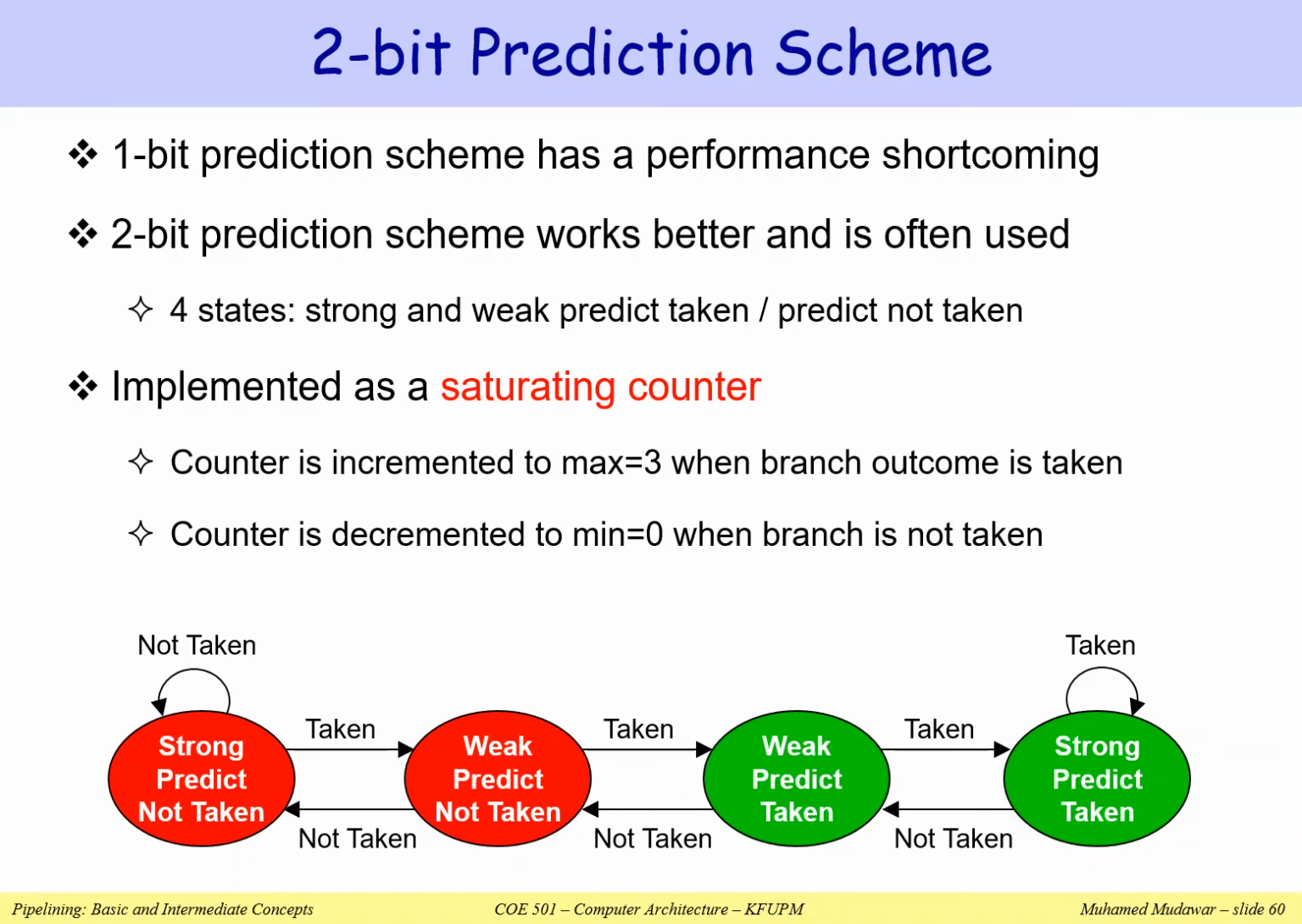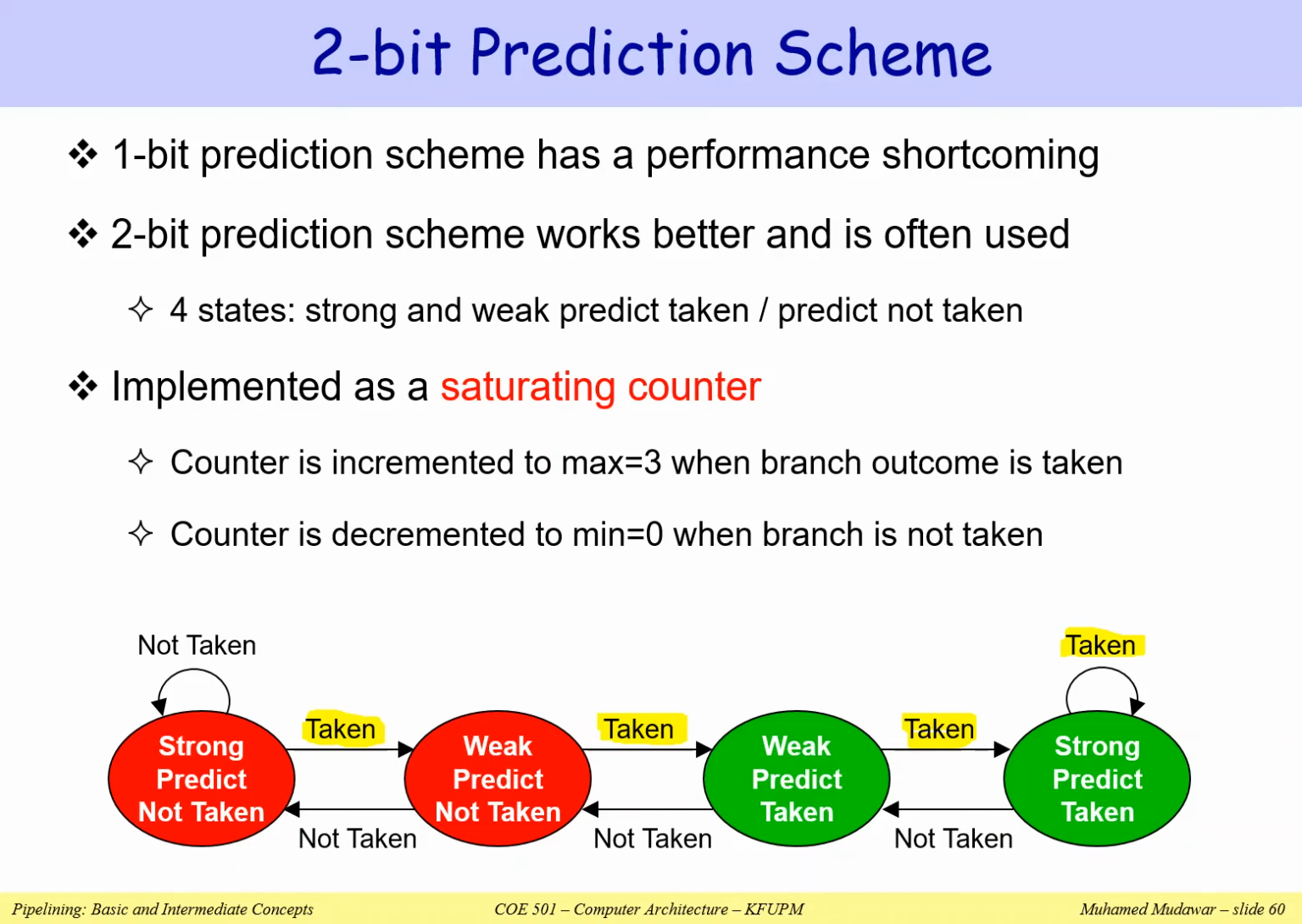So every time the branch is taken, we increment the counter. We can start here at 0, and when it is taken it increments to 1, then another taken takes it to 2, and another takes it to 3. It will saturate at 3. So every time the branch is taken we increment the counter, and therefore it saturates at 3.